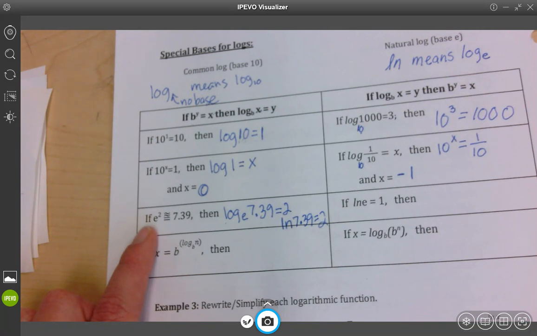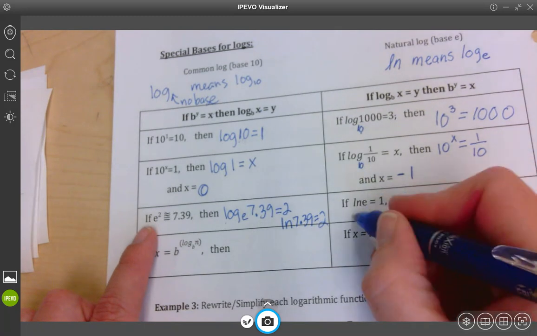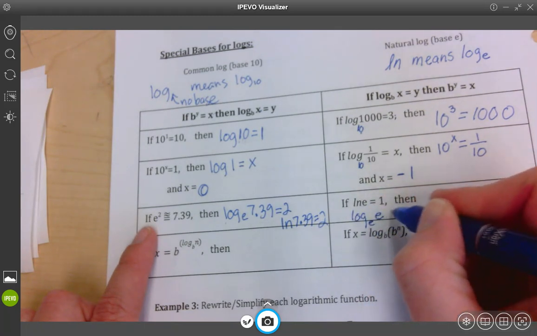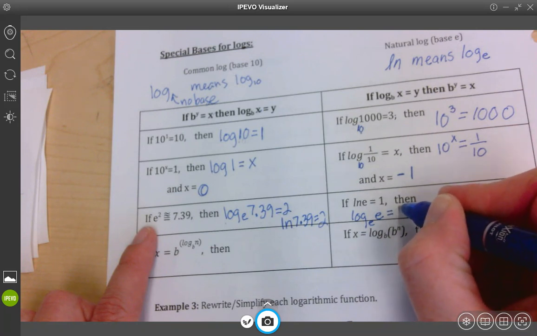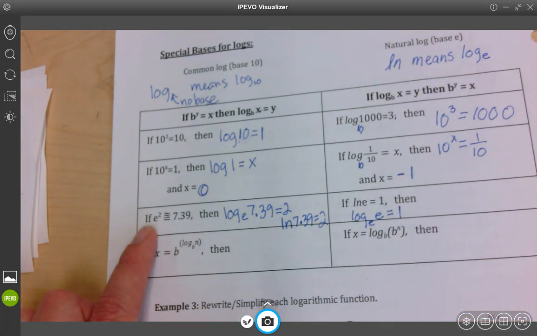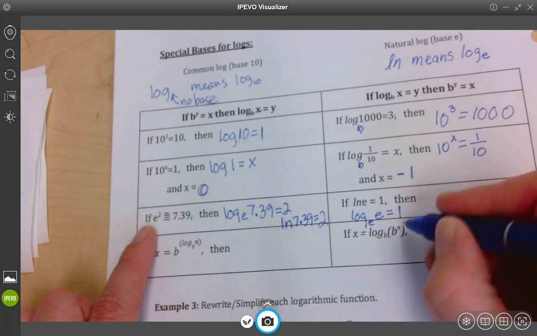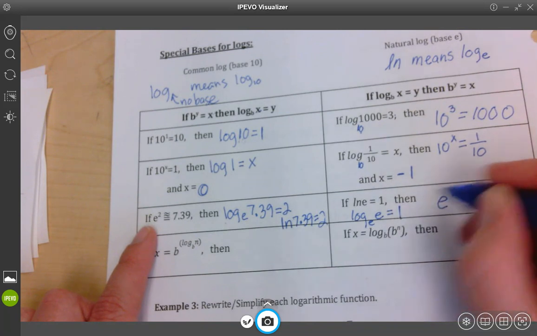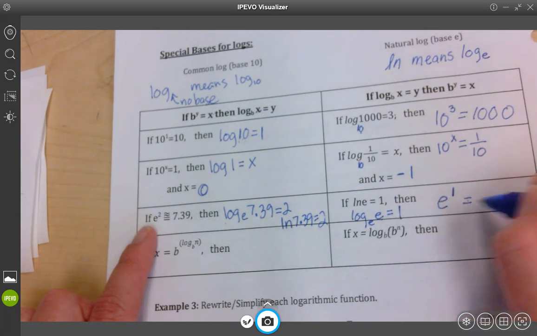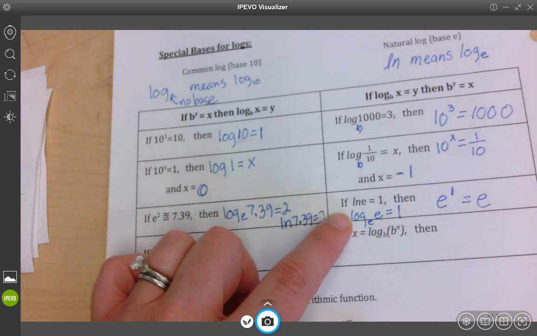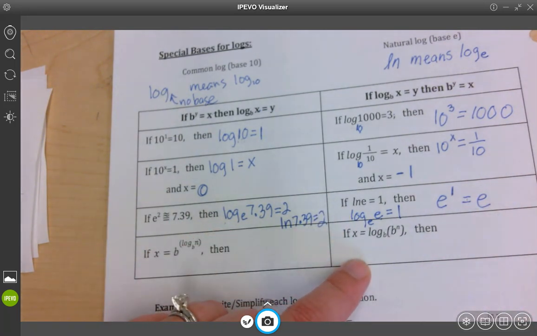All right. ln means log base e, so I'm going to rewrite it because it's going to help me write this as an exponential. So I replace ln with log base e so that it would help me rewrite it. So my base is e, my exponent is 1, and my argument is e. So the first thing I did was rewrite ln as a log base e. And then I finally wrote it as an exponential. What about the 10?